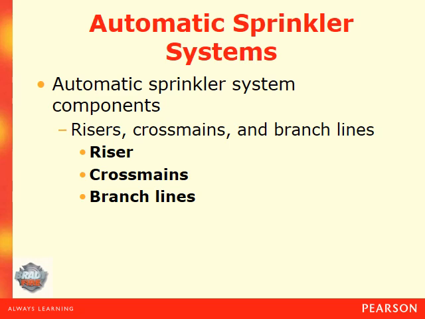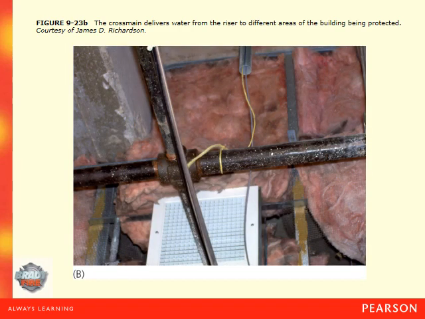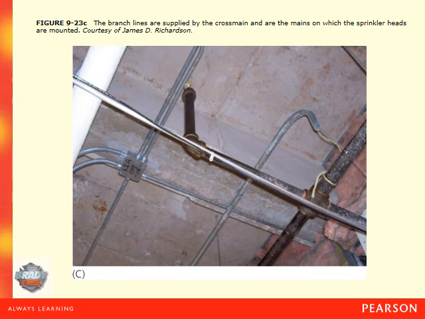Your sprinkler system should have three main components inside. You should have a riser, cross mains, and branch lines. Here's a picture of the riser. This is where the water enters the structure and gets charged into the system. The cross mains deliver water from the risers to different areas of the building being protected by the system. And then finally you have the branch lines, and these are where the sprinkler heads are attached and the water exits the system upon sprinkler head activation.